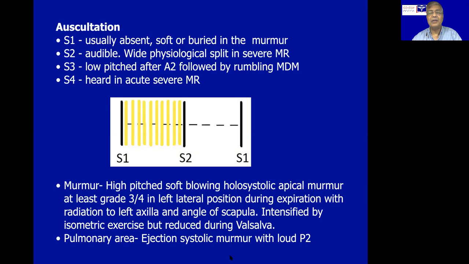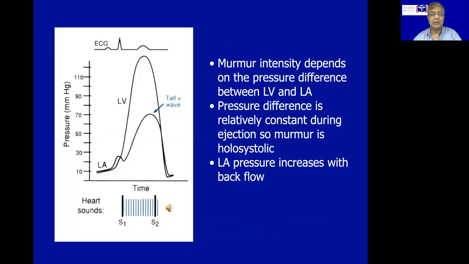In the pulmonary area, an ejection systolic murmur with a loud P2 may be present because of pulmonary hypertension. The murmur intensity depends on the pressure differential between the LV and the LA. In mitral regurgitation, here it is LV and LA, because the direction of flow is opposite. The pressure difference is relatively constant during ejection, so the murmur is holosystolic. See, the pressure differential is relatively the same during the entire systole, so it is a holosystolic murmur. The LA pressure increases with backflow.